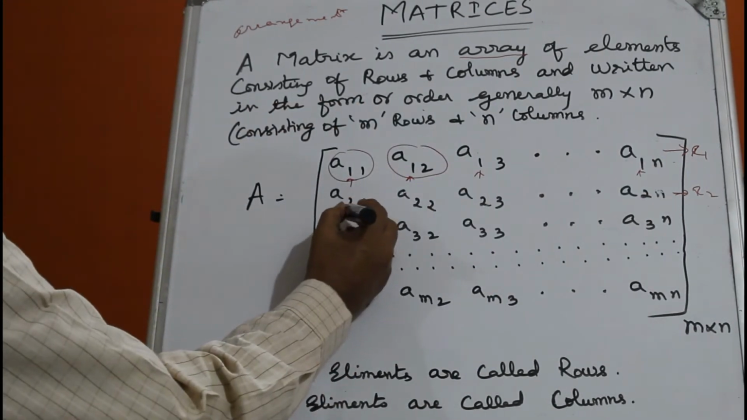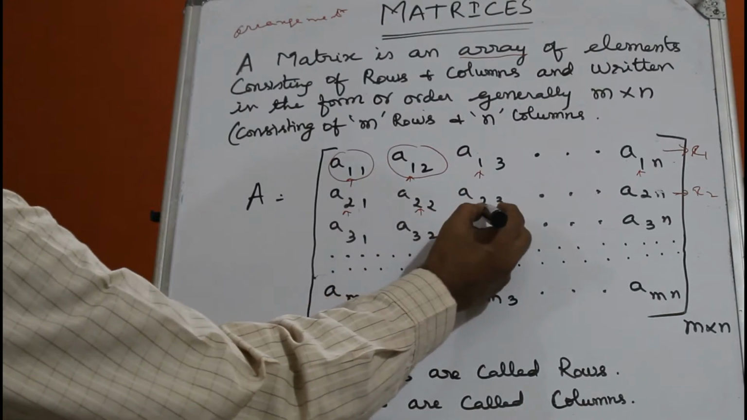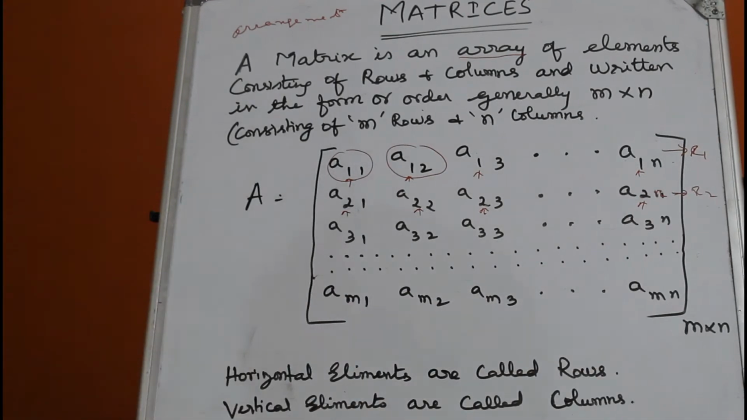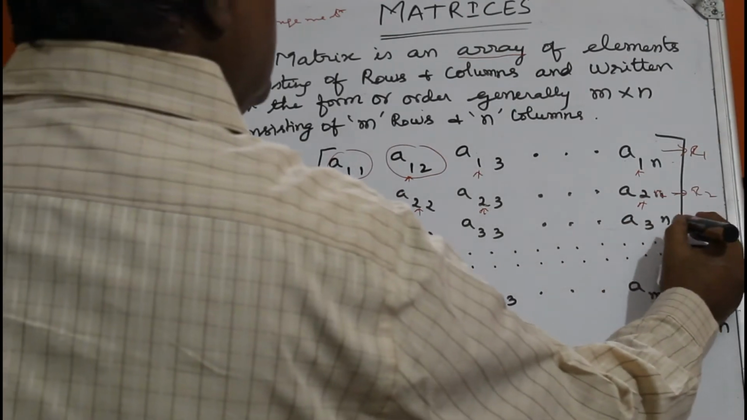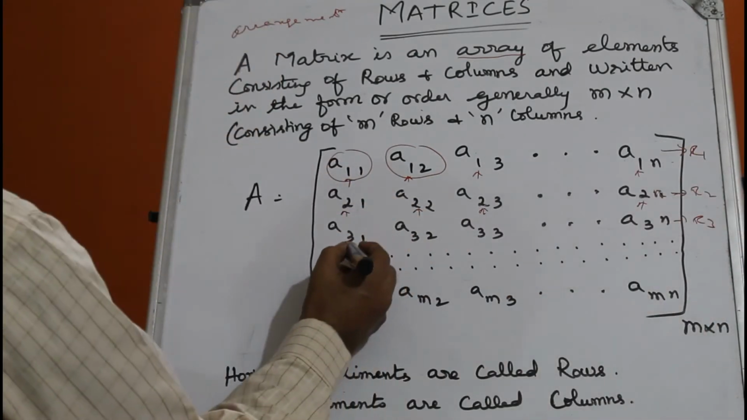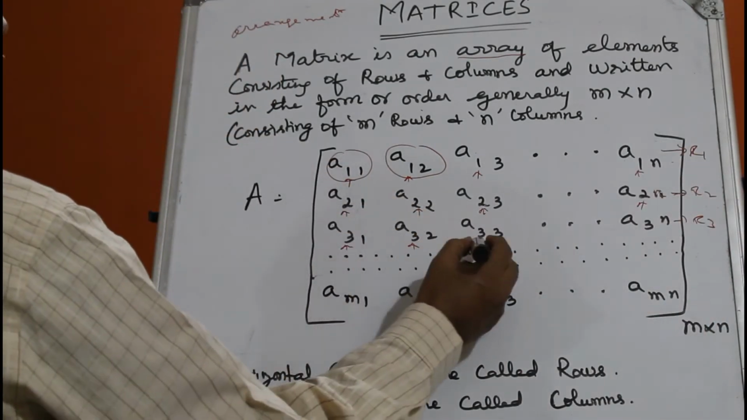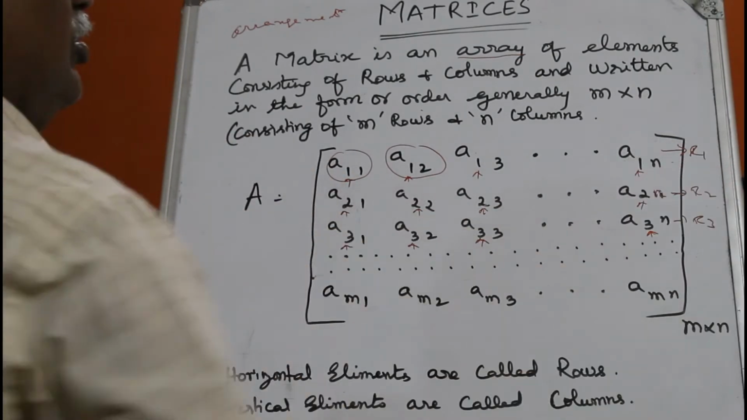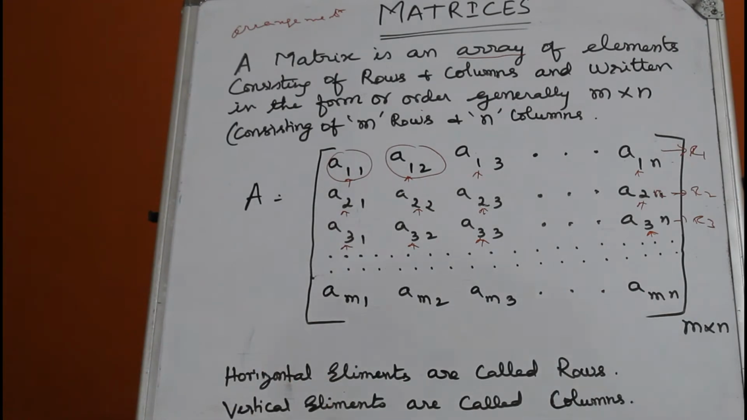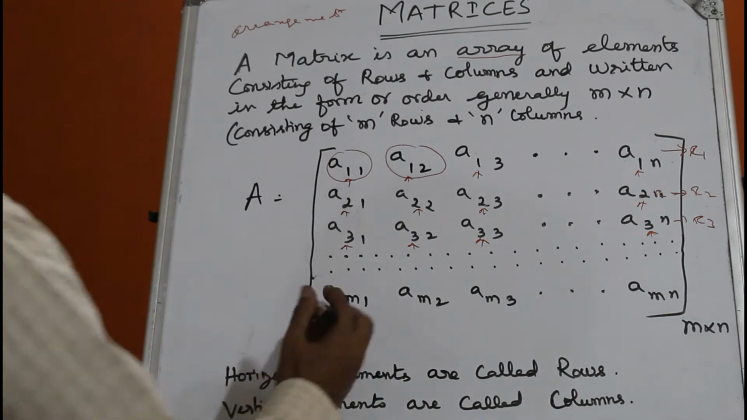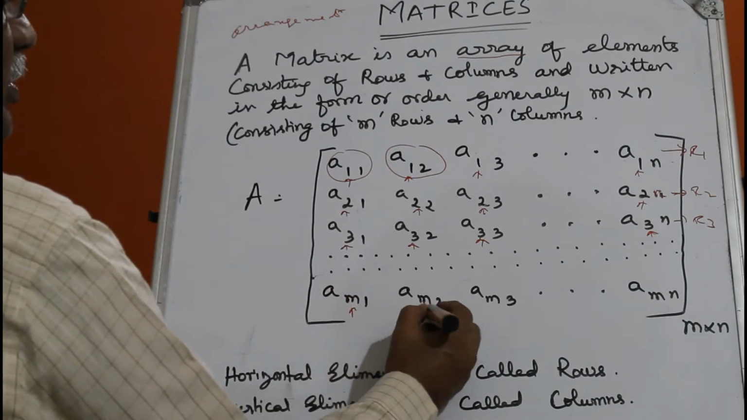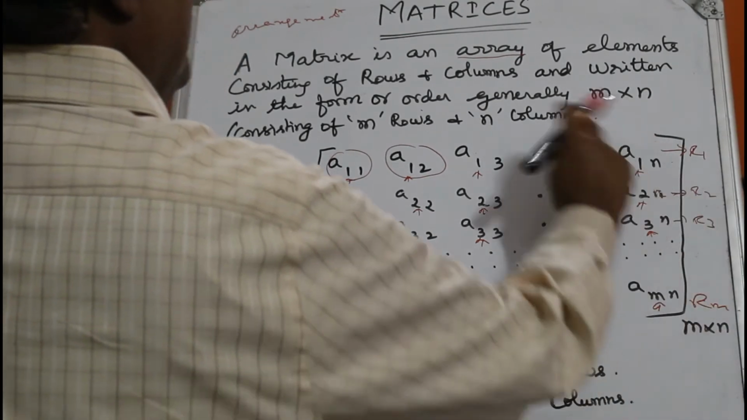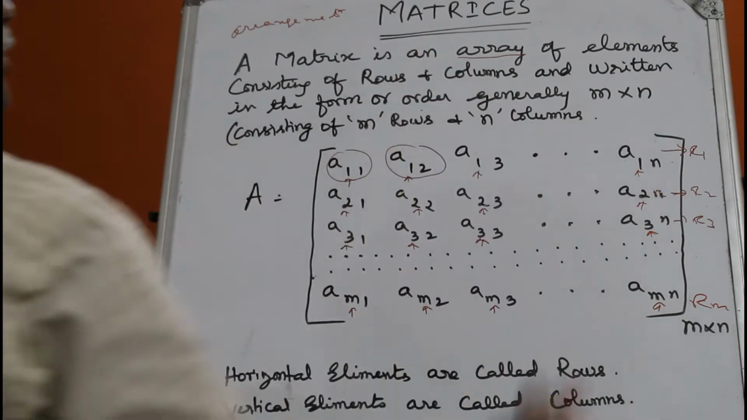So look here. The third one is called the third row. And the fourth one is called the fourth row. We put dot, dot, dot. Fifth one is called fifth row, sixth row, seventh row. And generally, the last one they call the mth row. So this is called row M. So matrix is of order M rows.